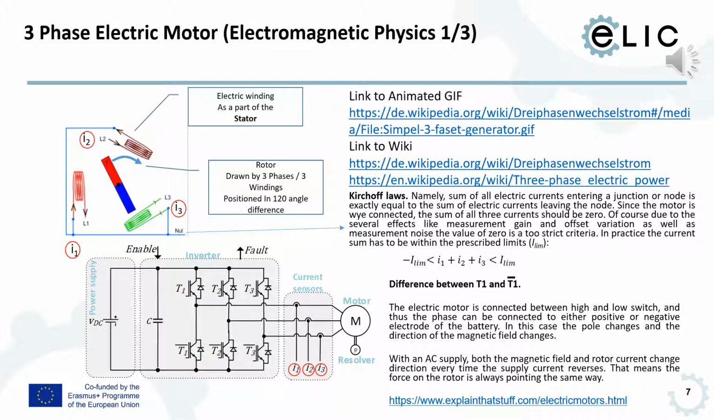With an AC supply, which is the typical motor we have meanwhile in cars, which is an AC three-phase electric motor, both the magnetic field and rotor current change direction every time the supply current reverses. That means the force on the motor is always pointing the same way. There's an explanation of why this is so, which is provided here by a link. What I'm presenting here by video is also available as a material in PDF, where you can even click the link and find the details.